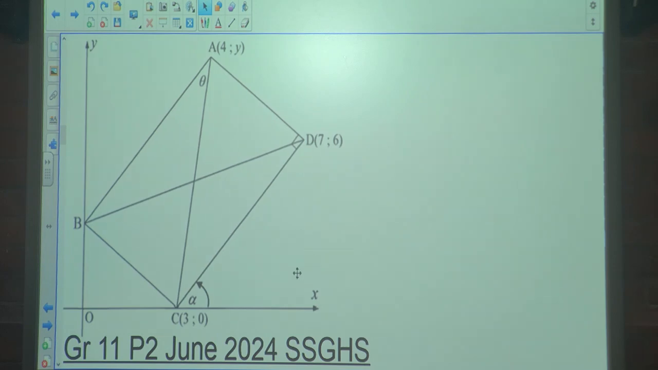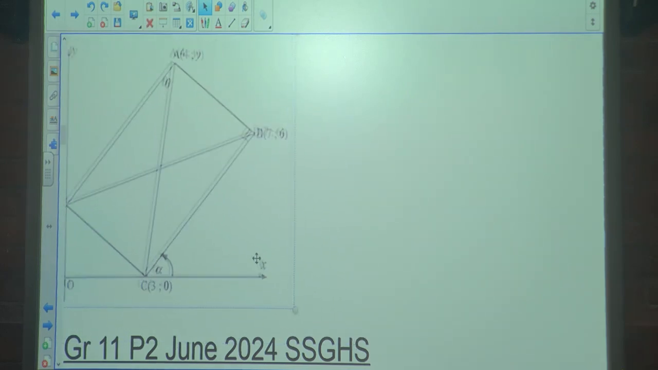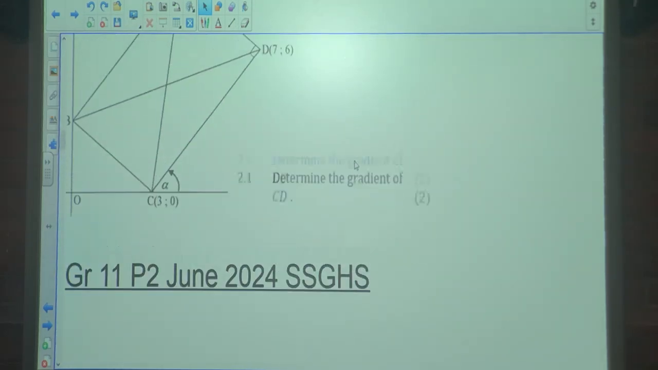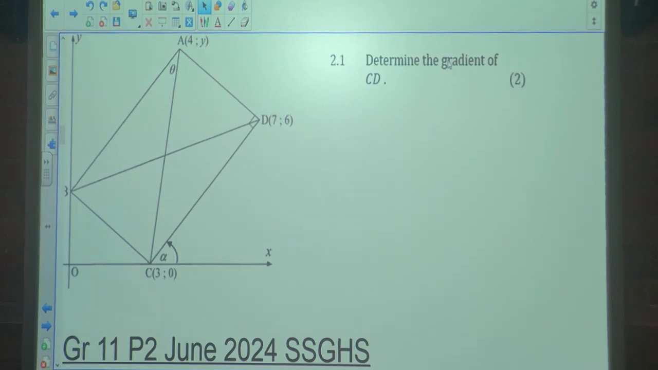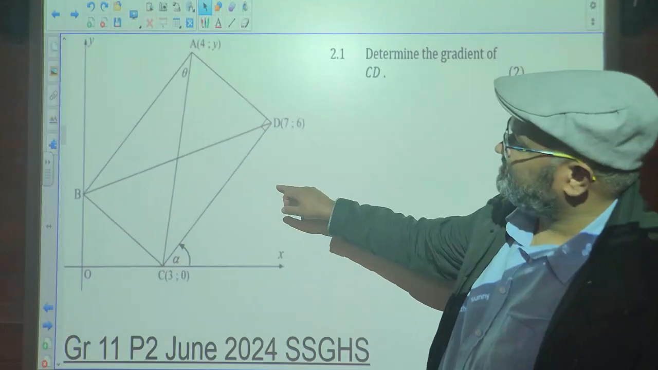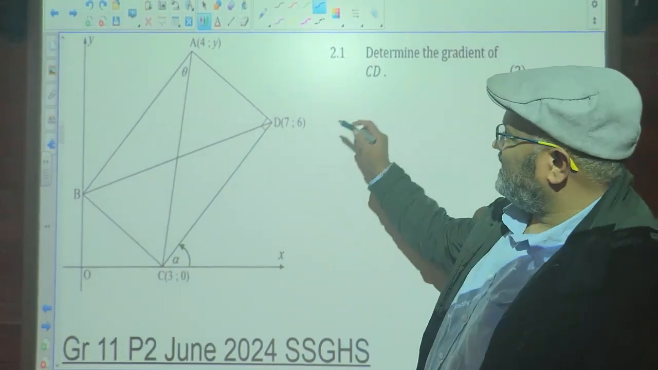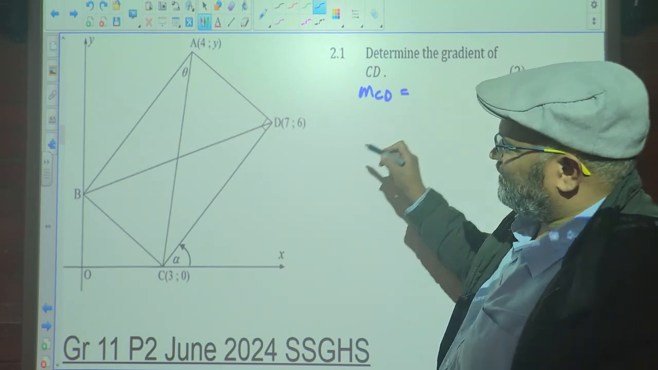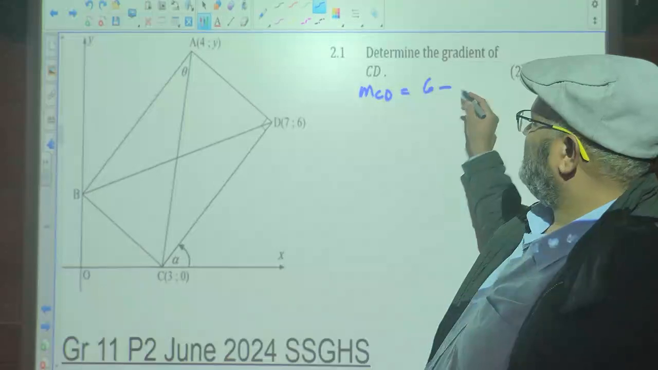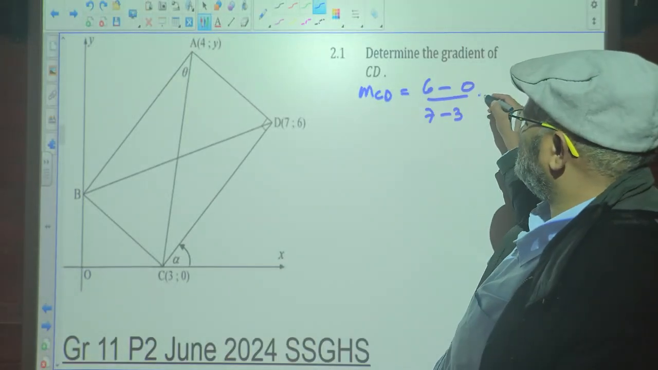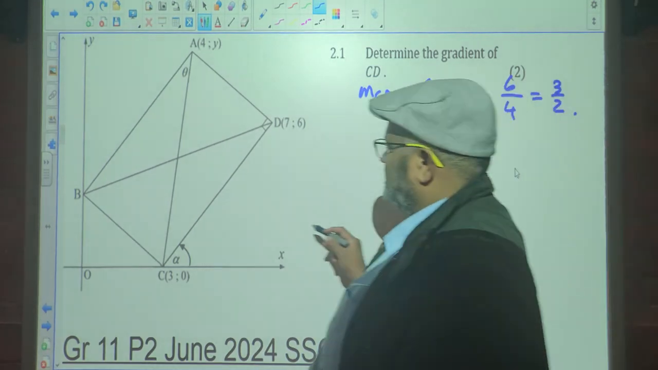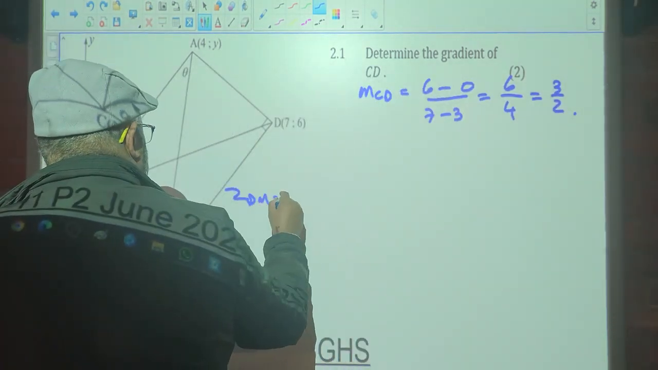The question says, first question, determine the gradient of CD. So to work out the gradient, I need 2 points, not so, which I do have. So it's y2 minus y1 over x2 minus x1. So it's going to be 6 over 4, which is 3 over 2. This gradient is going to be 3 over 2.